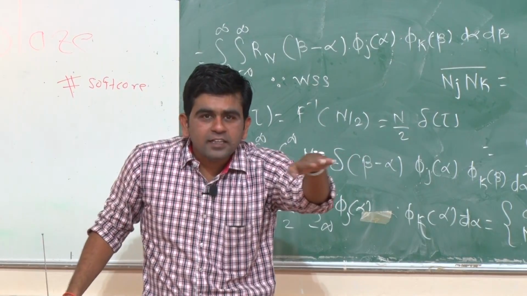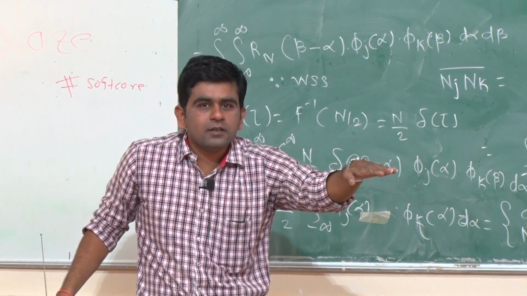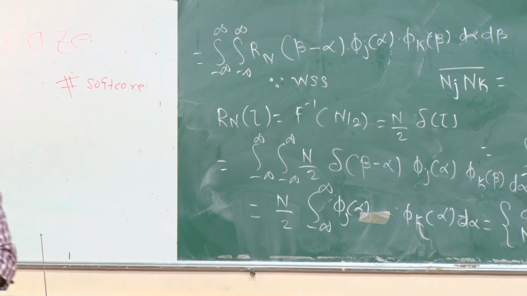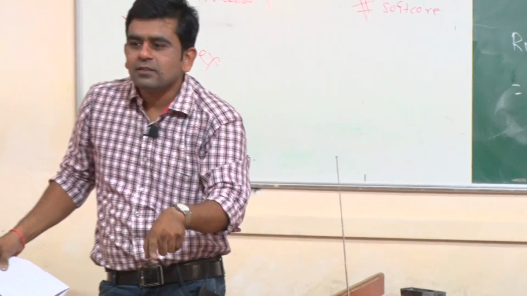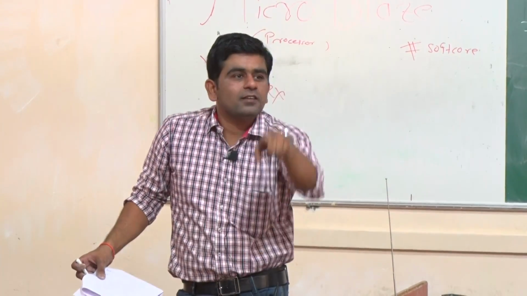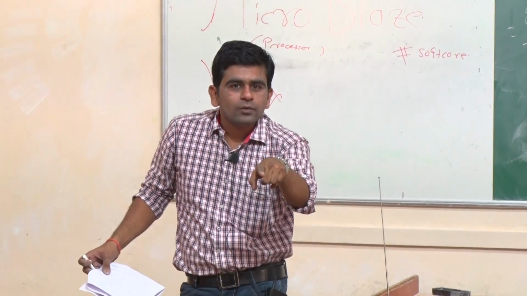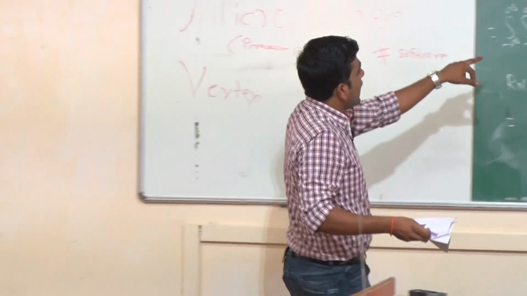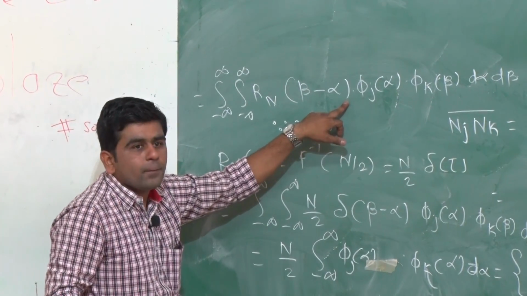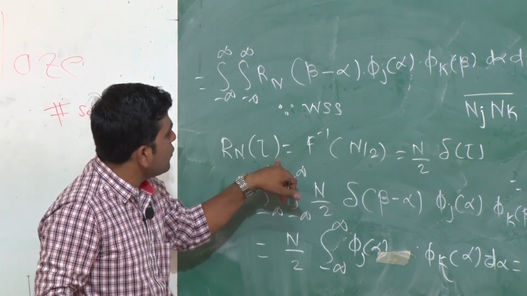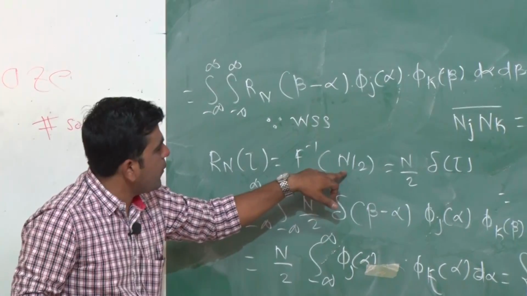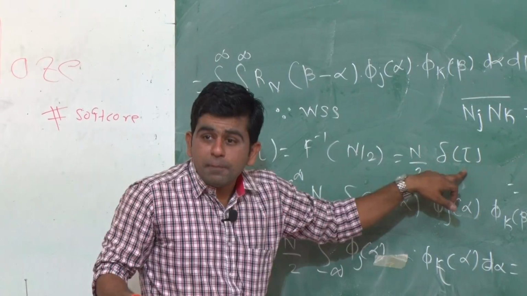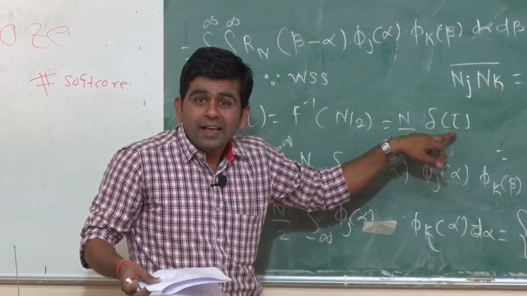This power spectral density is uniform for all the frequencies. Taking the inverse Fourier transform, in the time domain, what will we get? An impulse at t equal to 0. Is it correct? So here we can represent this R_nf of beta minus alpha, this time difference, R_nf of tau, as the inverse Fourier transform of N by 2, that is N by 2 into delta of tau, an impulse function.